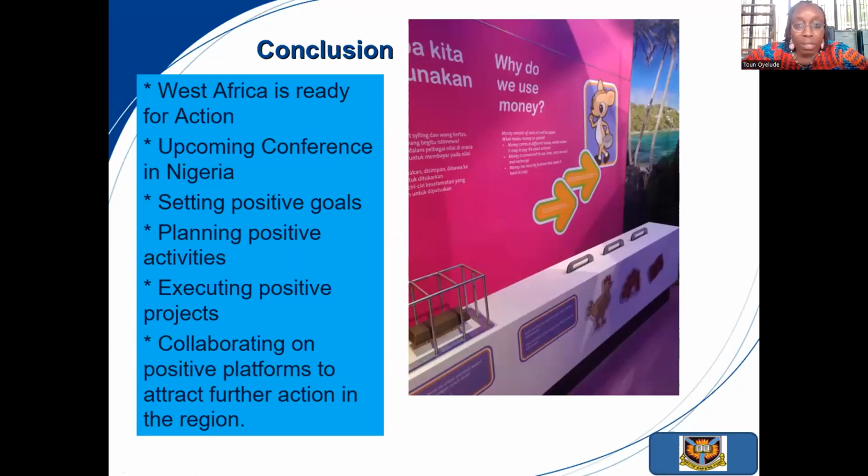The upcoming conference is a booster for us. We have been setting positive goals. We are planning positive activities, and we will certainly be executing positive projects in terms of getting our members to bring along their friends so that we have more members in IASSIST. We have more people working on data literacy. We are also liaising with the Nigerian Library Association and the African Library Association, AFLIA, in doing some of these projects. We will be collaborating on all the positive platforms to attract further action in the West Africa region.